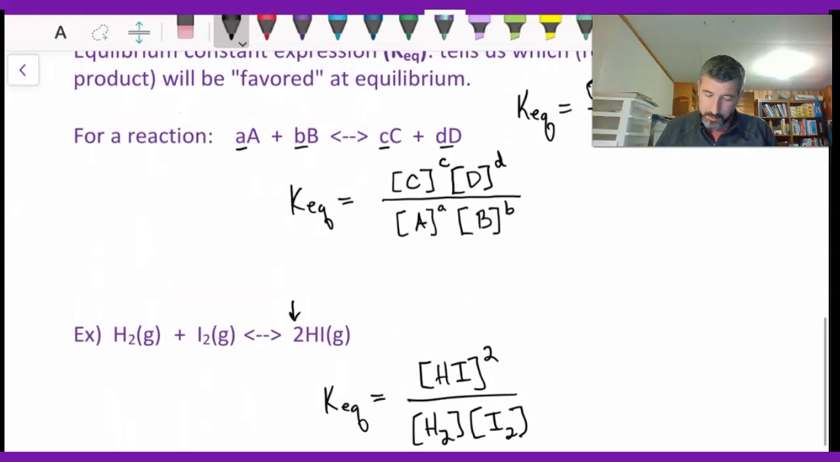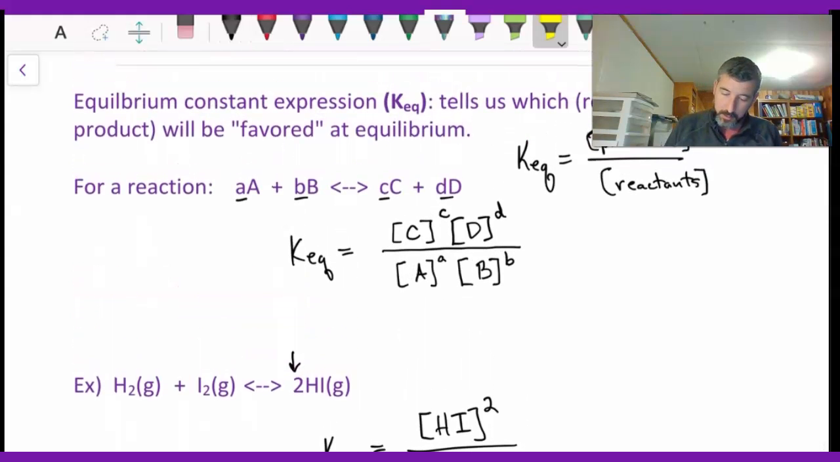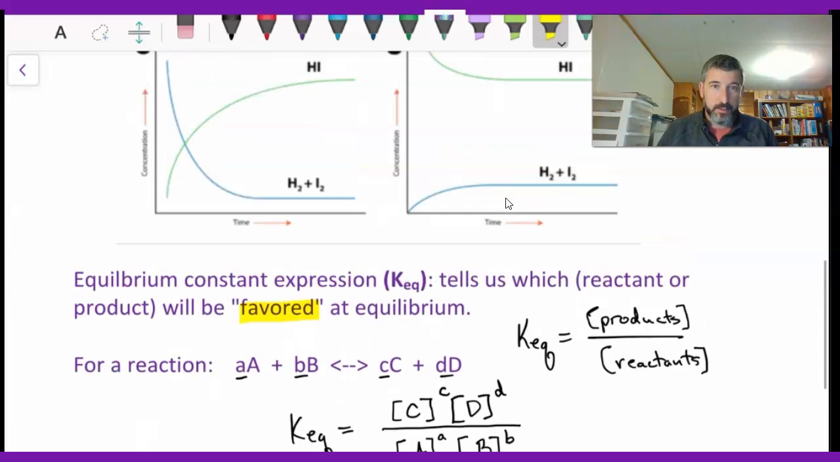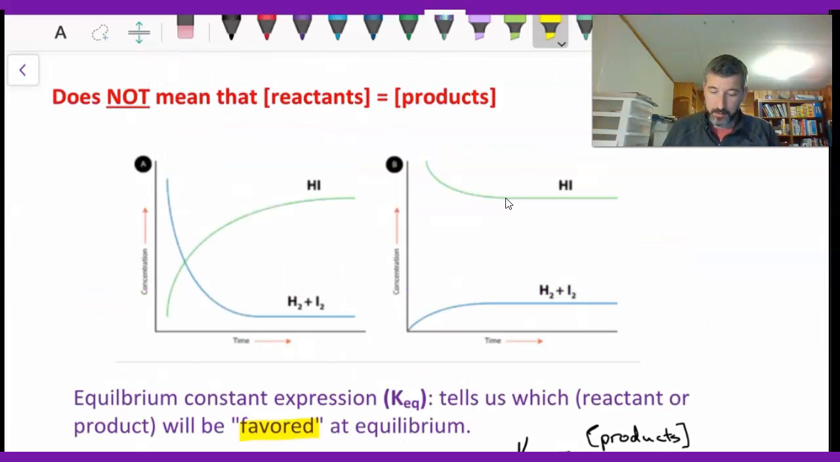So if an equilibrium, and I do need to go back and talk a little bit about this word favored. You'll hear that a lot. Favored just means which one is in greater concentration once we reach equilibrium. Because if you go back to our graph here, they're not going to be equal, right? I mean, you've got your HI way up here and your H2 and your I2 way down there, and that's actually the case for both graphs.